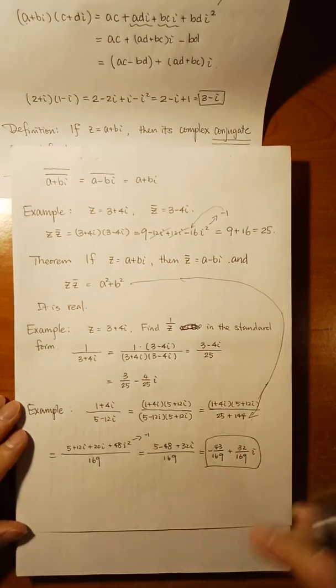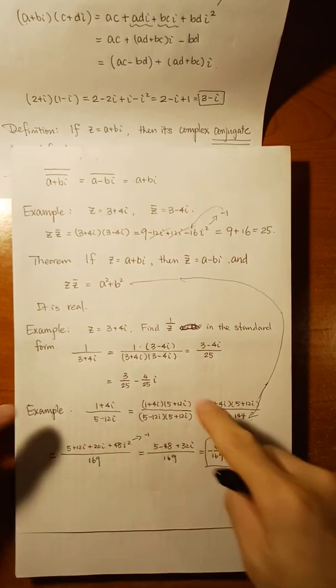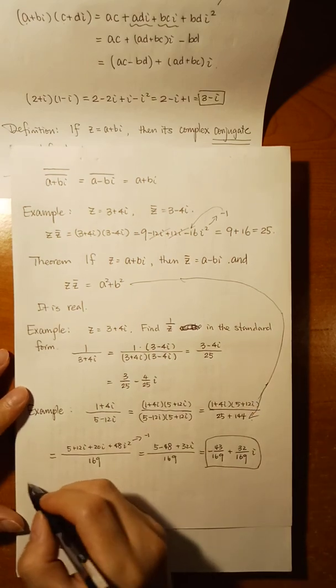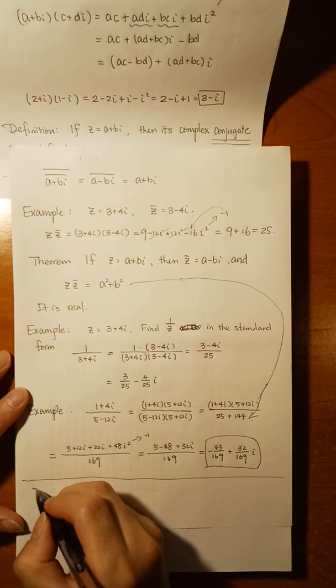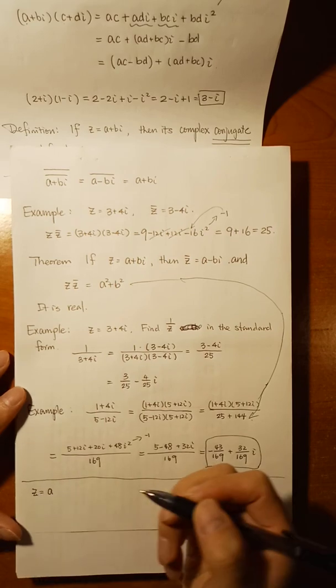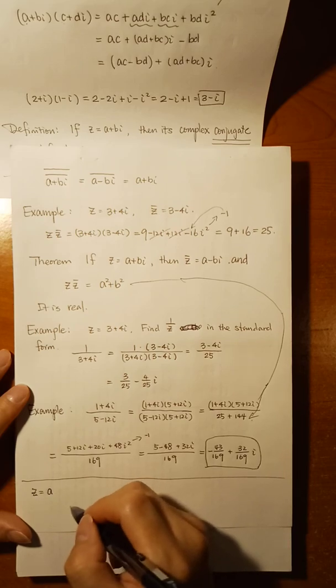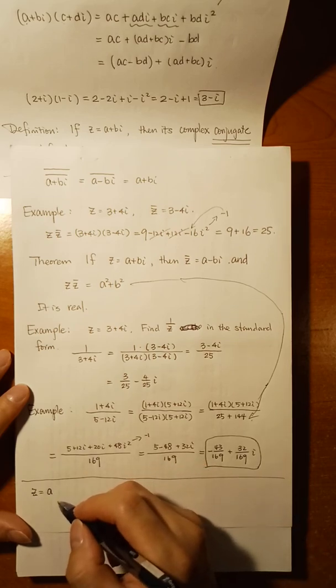Complex conjugate. That complex conjugate is very useful when we have this fractional expression. And for the complex conjugate, let's see its own property. If your complex number is a real number, there's no b. No b means b is equal to 0.